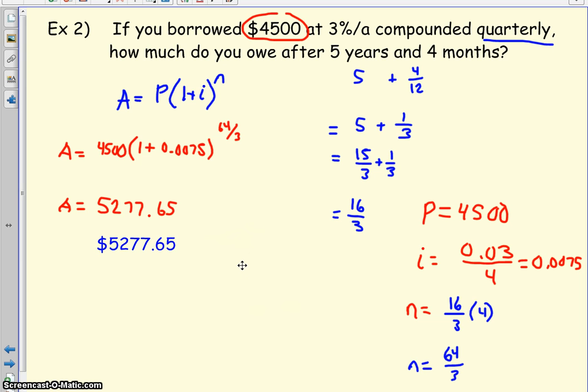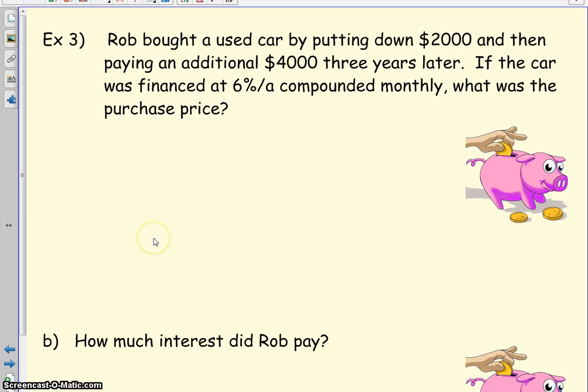Okay, and again, you'll see the trickiest part here is figuring out what i and n are. Once you've got that, it's just a matter of running things through your calculator. If you're having trouble figuring this out in your calculator, come see me, and we'll run through that together, because, again, every calculator is different. Okay, let's do a couple more examples.